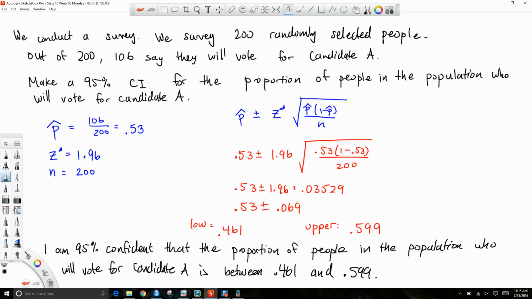And then if we check, is our sample large enough? We have at least 10 people who said yes, they will vote for candidate A, and we had at least 10 people who said no, they will not vote for candidate A. So the large sample condition is also met. Okay, is this okay? So our resulting confidence interval goes from 0.461 to 0.599, and this is our interpretation, that I am 95% confident that the proportion of people in the population who will vote for candidate A is between 0.461 and 0.599.